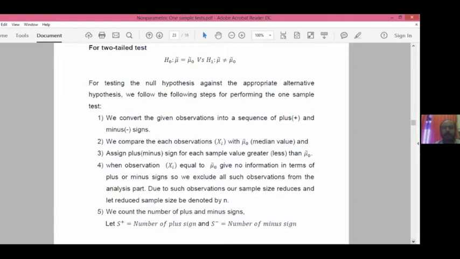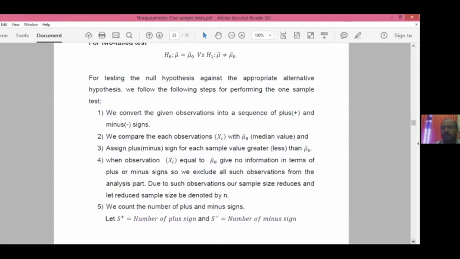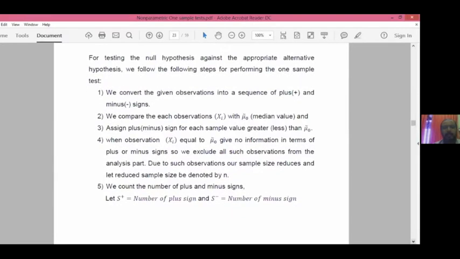Due to such observations, the sample size gets reduced. Because your hypothesized value and your observation have the matching value, the difference becomes 0, and that is why we have to discard those observations. It is not possible to assign any sign there. So the sample size gets reduced, and then we count the number of plus and minus signs. Here S plus represents the number of plus signs, and S minus represents the number of minus signs. So we have to count them.